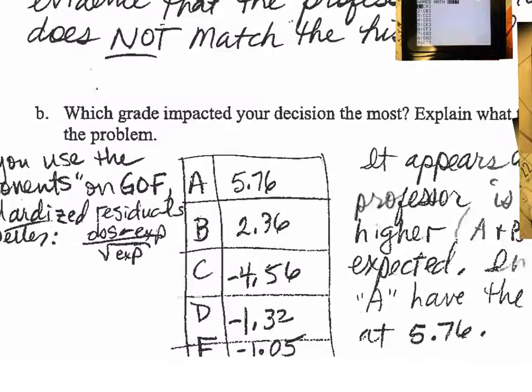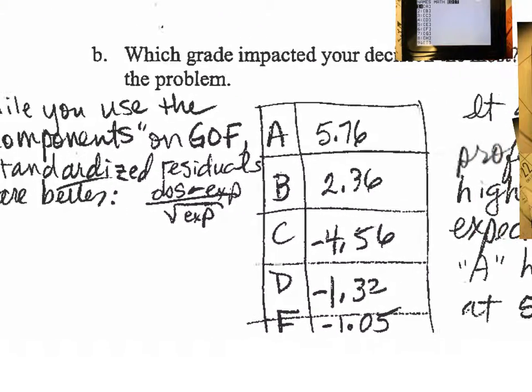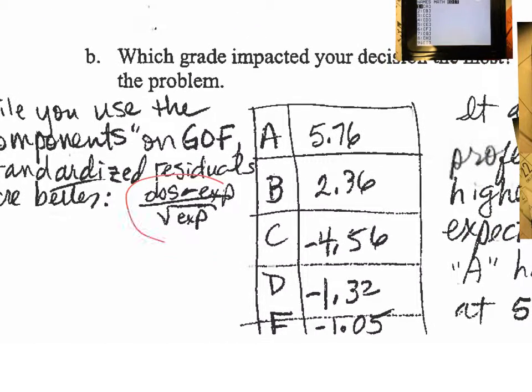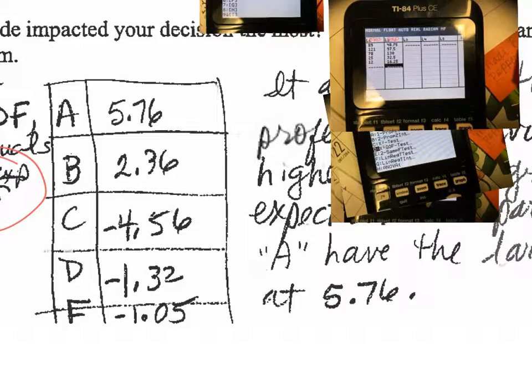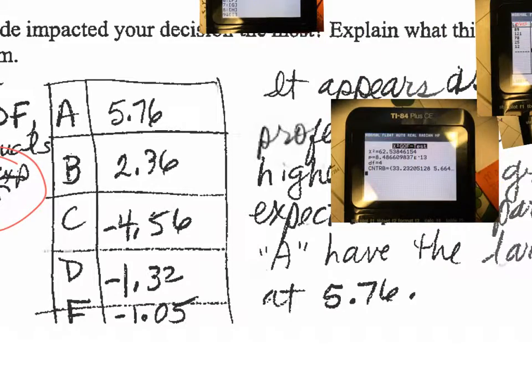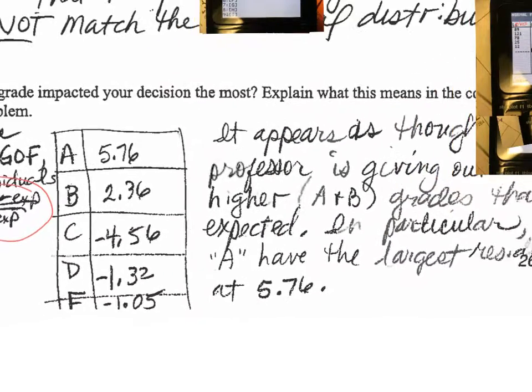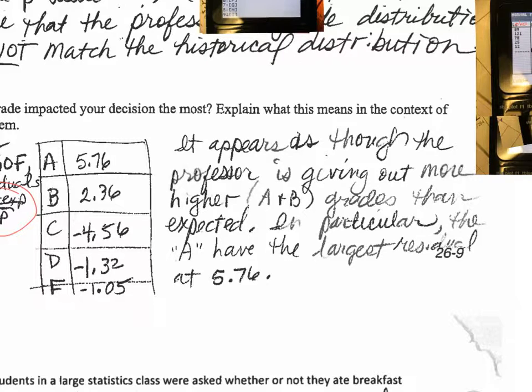So in order to do that, I did the standardized residuals. And these standardized residuals are observed minus expected over the square root of expected. Here are the residuals that I got. And so when I got those residuals, I made a statement to answer their question. It said, in particular, the A's have the largest residual at 5.76. So that answers their question, which impacted your decision the most.